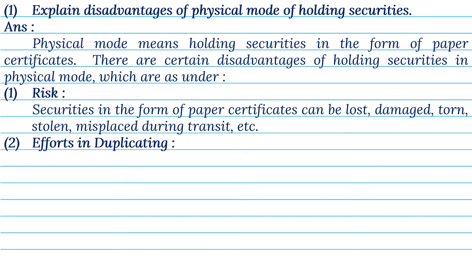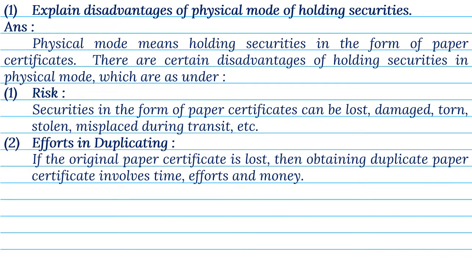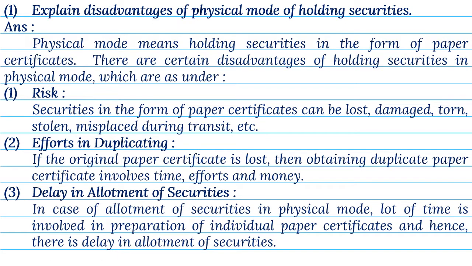2. Efforts in duplicating. If the original paper certificate is lost, then obtaining duplicate paper certificate involves time, efforts, and money. 3. Delay in allotment of securities. In case of allotment of securities in physical mode, lot of time is involved in preparation of individual paper certificates, and hence there is delay in allotment of securities.